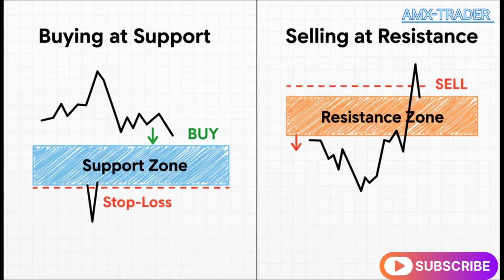So if you're buying at a support zone, your stop loss goes below the whole zone. If you're selling at a resistance zone, it goes above it. This gives your trade that little bit of breathing room it needs and protects you from all the normal market noise that happens around these key areas.